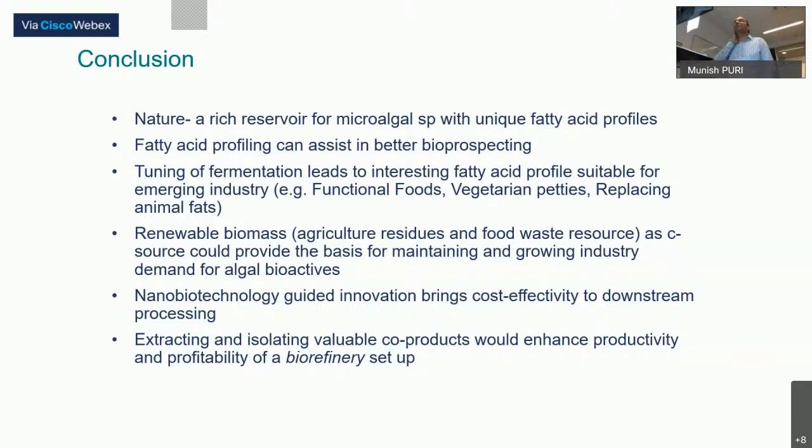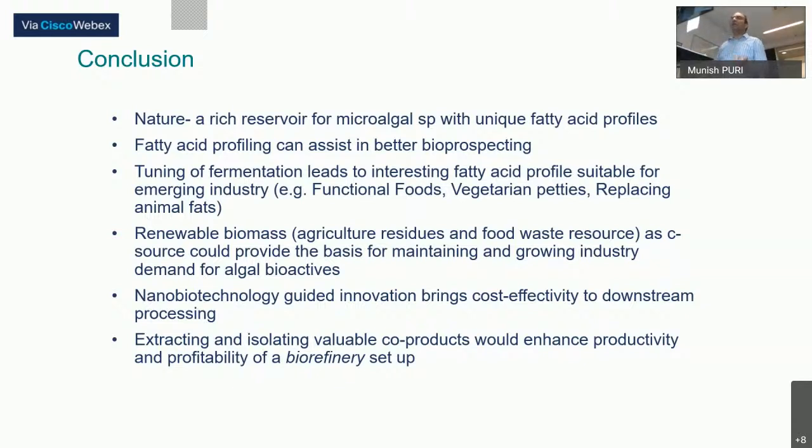So what I would say is that nature is a beautiful reservoir from where we can find interesting microalgal species. Fatty acid profiling can assist in better bioprospecting, because this is a back and forth. You get a good fatty acid profile, you go back and you collect more microorganisms, right? That's the way. Fermentation can be tuned in order to get some really exciting fatty acid profiles, okay? And those fatty acid profiles can be used for preparing good functional foods. Vegetarian patty, that's another product which is available in the market, right? And I'm sure that this is going to be quite popular in India as well. Macca's, they have already come with a vegan patty in which omega-3 is there, okay?